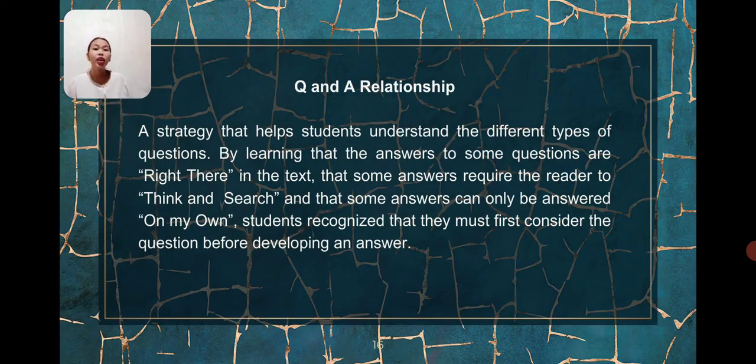So, Q&A relationship. Q&A relationship is a study that helps students understand the different types of questions. So, we all kanang kabauta nga na mga different types sa questions. So, by learning that the answer to some questions are right there in the text, that some answers require the readers to think and search, and that some answers can only be answered on my own. Students recognize that they must first consider the questions before developing an answer.